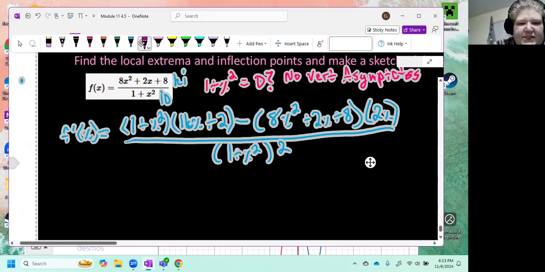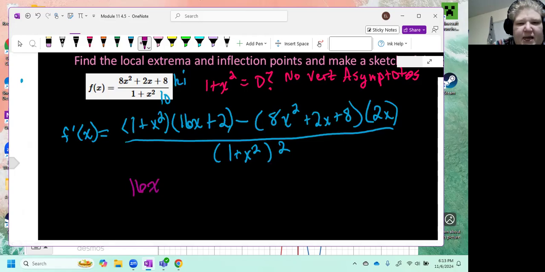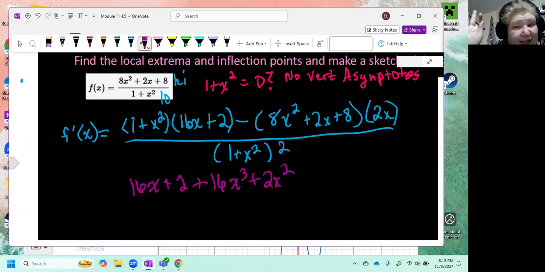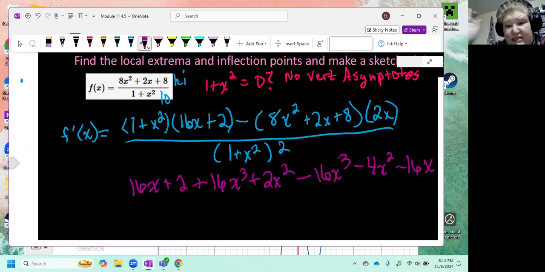All right, so when I multiply 1 times 16x, that'll be 16x plus 2 plus 16x cubed plus 2x squared. And what I'm hoping is maybe we'll get some cancellation. So minus 16x cubed, haha! And then the minus 2x times 2x, minus 4x squared. All right, not full, but that's okay. And then 8 times 2x, 16x, but with the minus 16x. I'll take it. That's still quite a number of them gone.